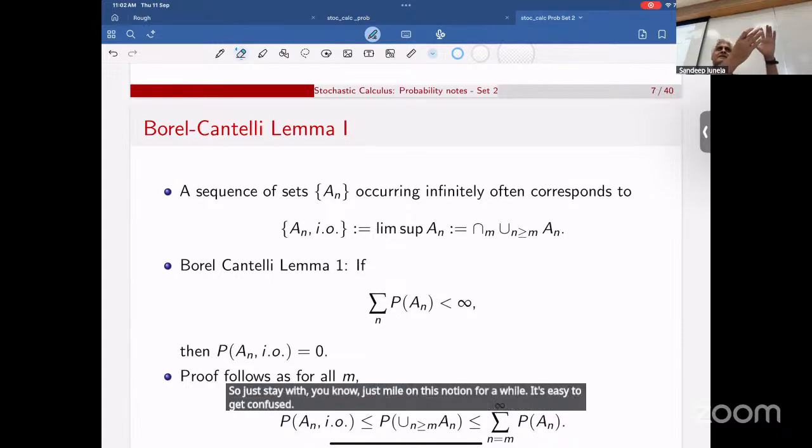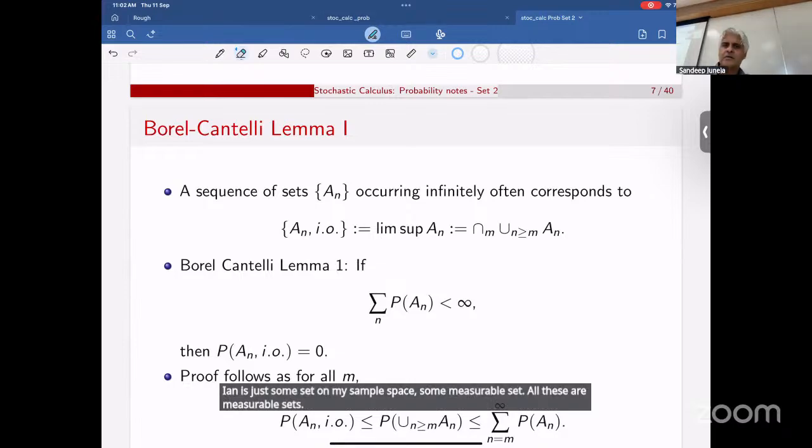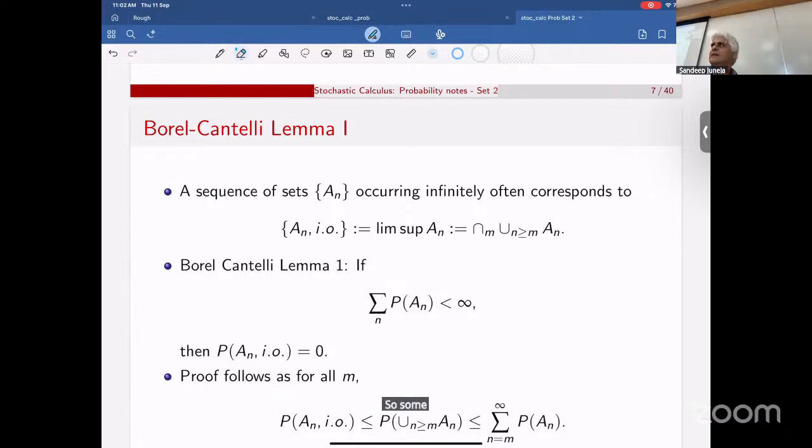A1 has some set of omegas, A2 has some set of omegas. A_n is just some measurable set on my sample space, and all these are measurable sets. Each A_n has some omegas. I'm looking for omegas which belong to infinitely many A_n. Not all of them, but infinitely many of them. So it's an interesting notion, right?